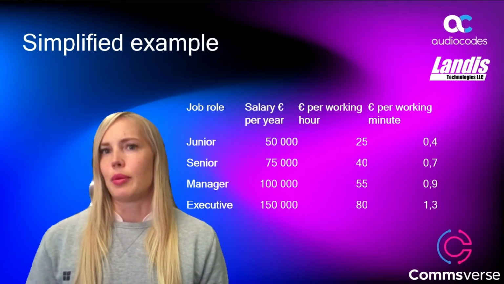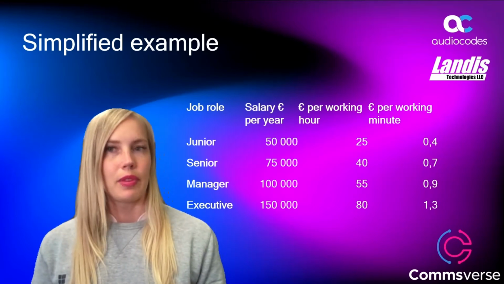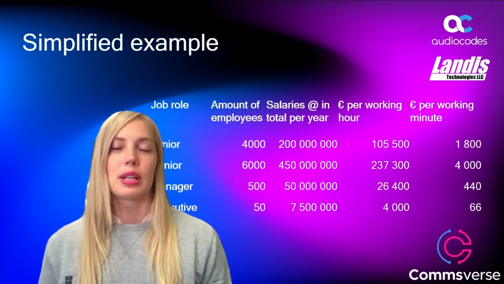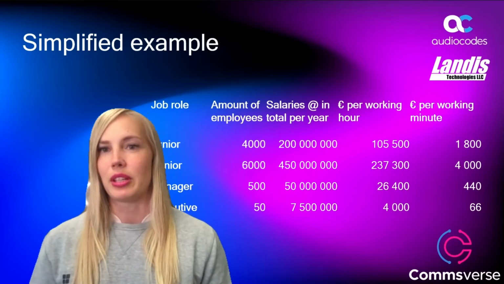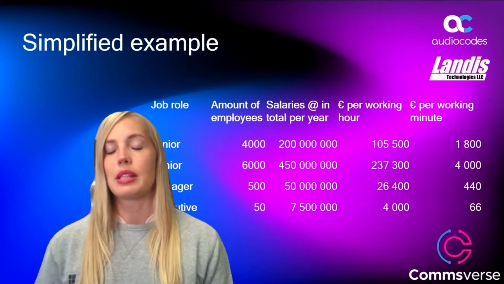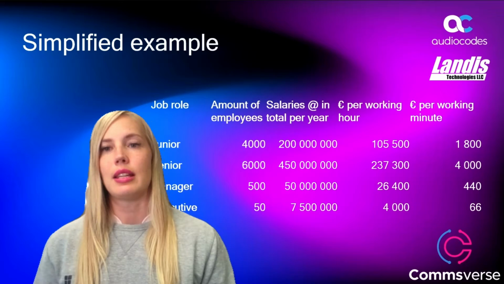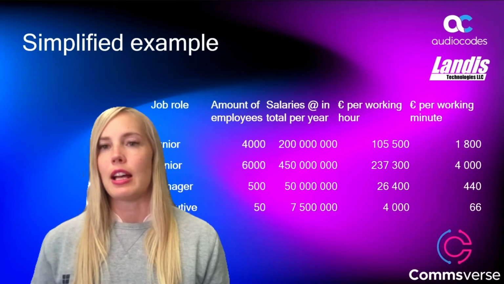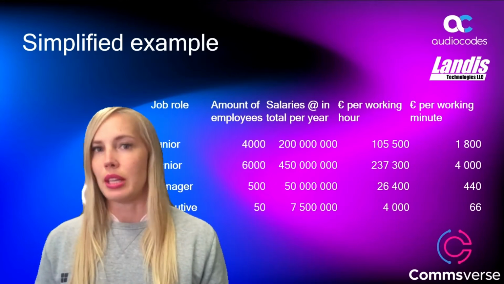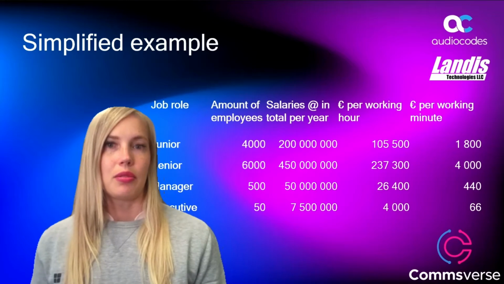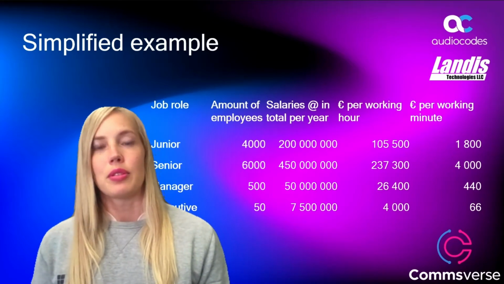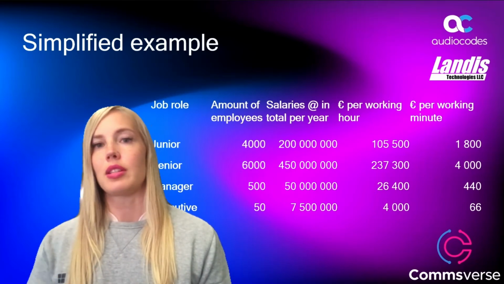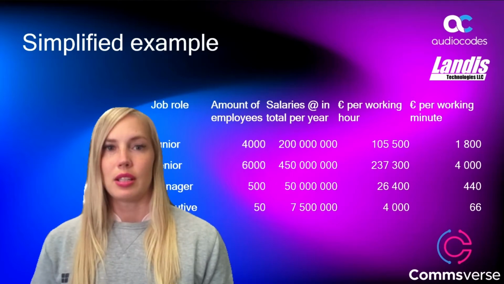But is it really so if you think about how many employees we have in our company? Because if you think about this organization has about 10,000 employees, about half of them are juniors and seniors, and just some of them work in the executive level in the organization. And then if we have 4,000 junior employees, every working minute they are doing will cost about €1,800 to the organization, whereas 1 minute for all the executives altogether is just roughly €66.